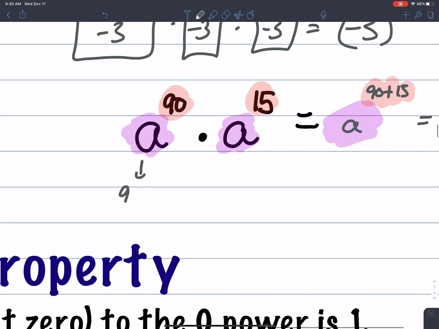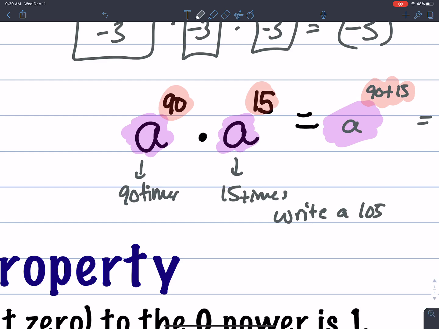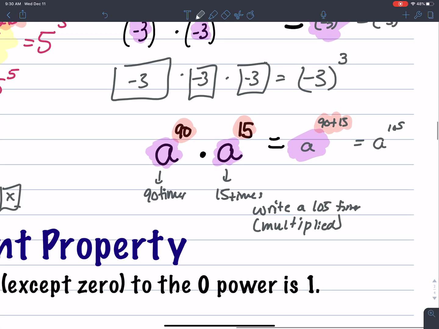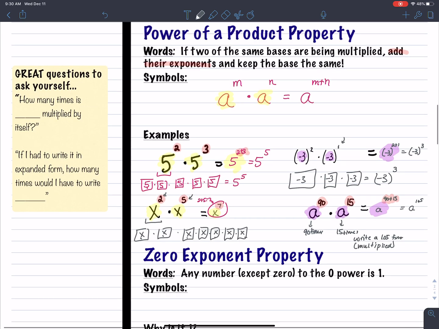Well, here I'd write it 90 times, and here I'd write it 15 times. So I would write A 105 times, and it's all being multiplied. So again, we can always just think about what we would be doing to get the same answer. So that is our power of a product property.